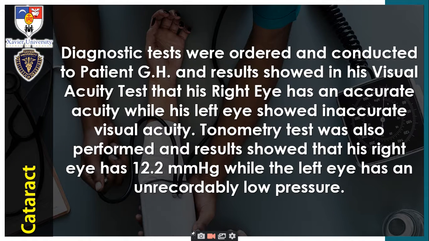Diagnostic tests were ordered and conducted to patient GH, and results showed in his visual acuity test that his right eye has an accurate acuity, while his left eye showed inaccurate visual acuity. Tonometry test was also performed, and results showed that his right eye has 12.2 millimeters mercury, while the left eye has an unrecordably low pressure.